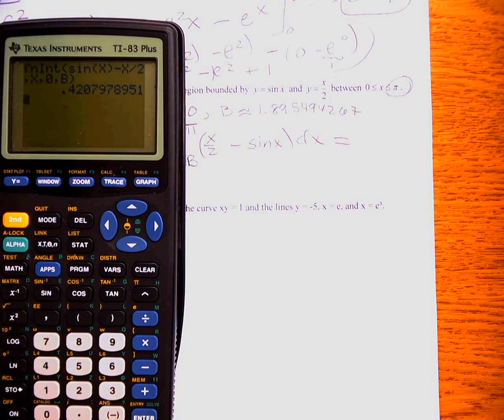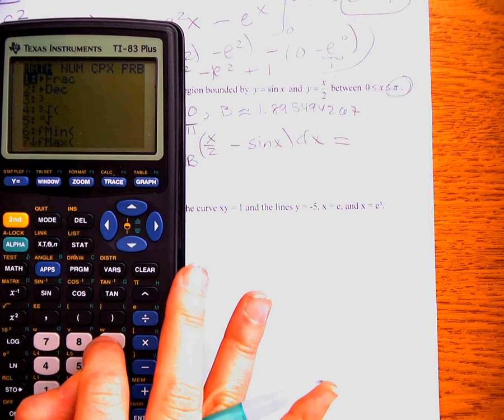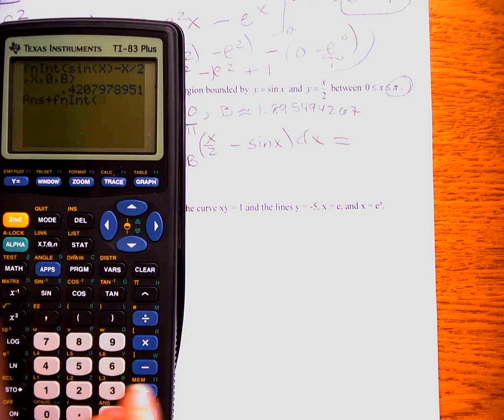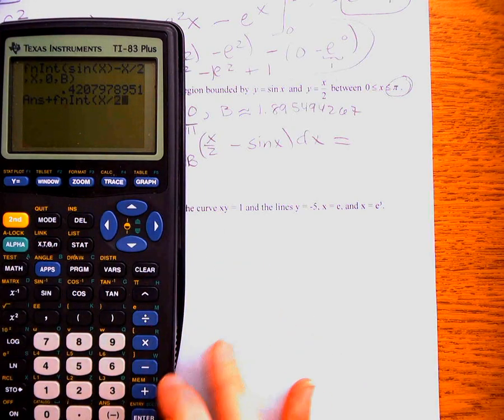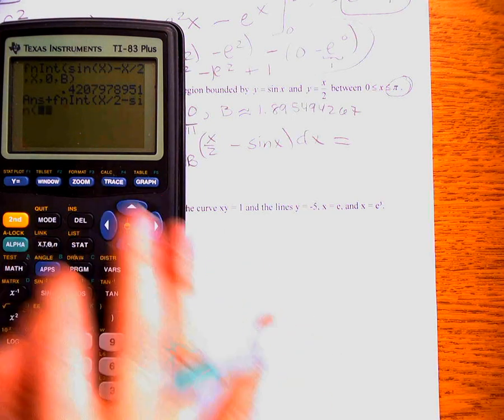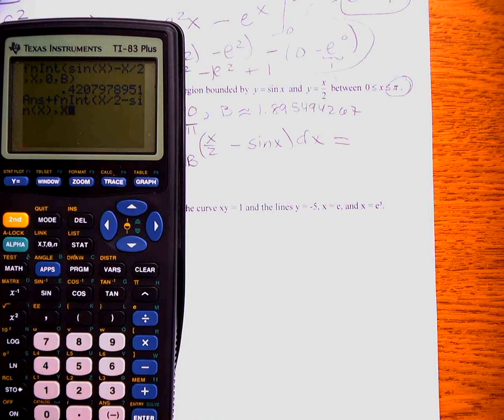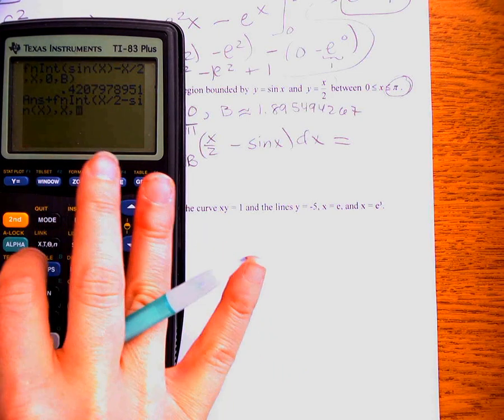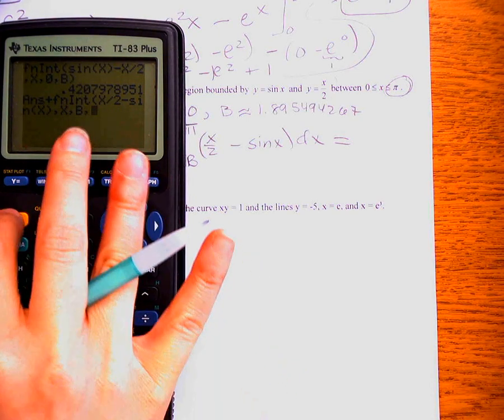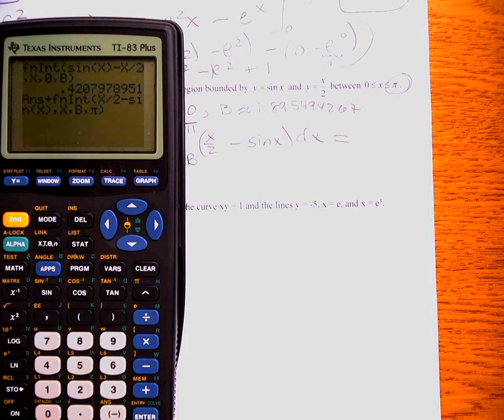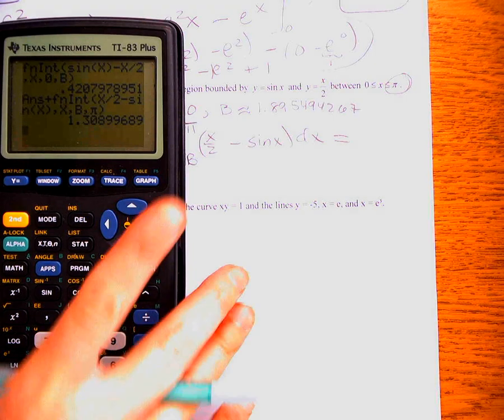There's our first area, and then we're going to add that to math, FNINT, of the reverse. So now we'll go x over 2 minus sine x, comma x, don't forget that part. And then this is going to go from b to pi. So our final answer is roughly 1.309.